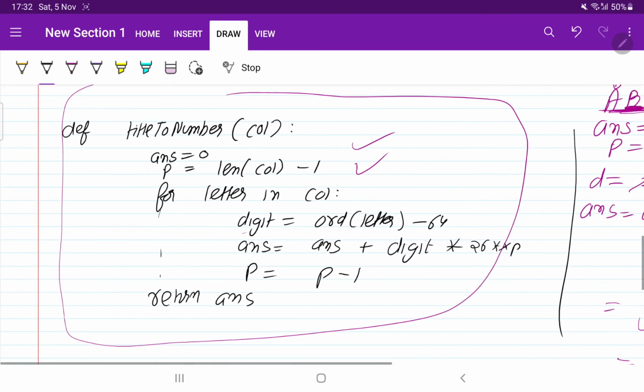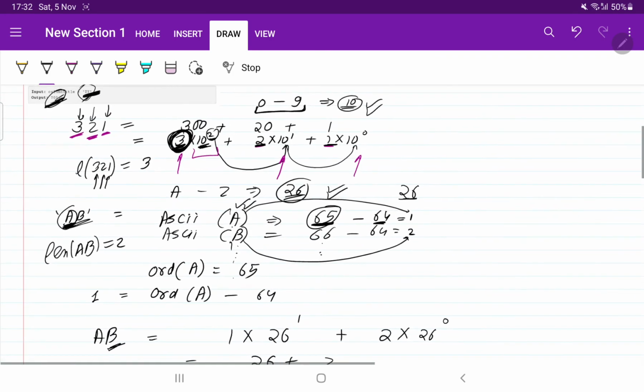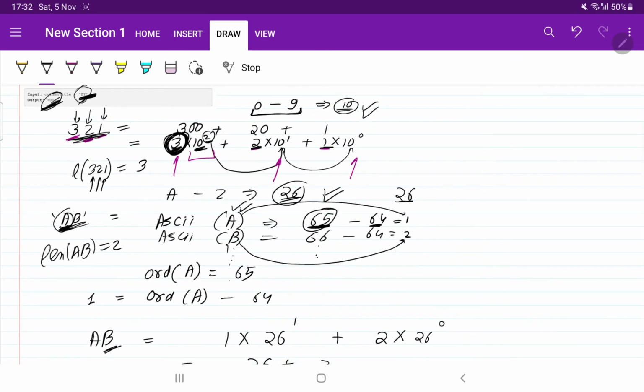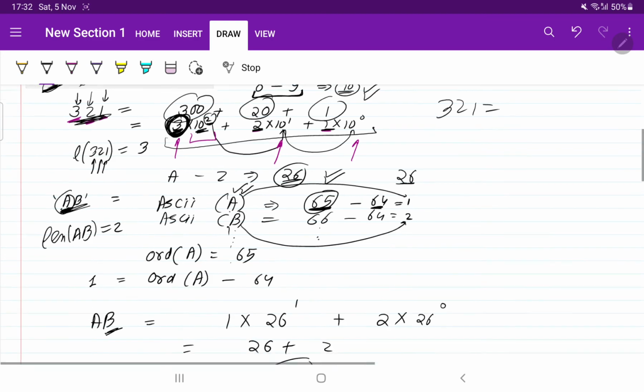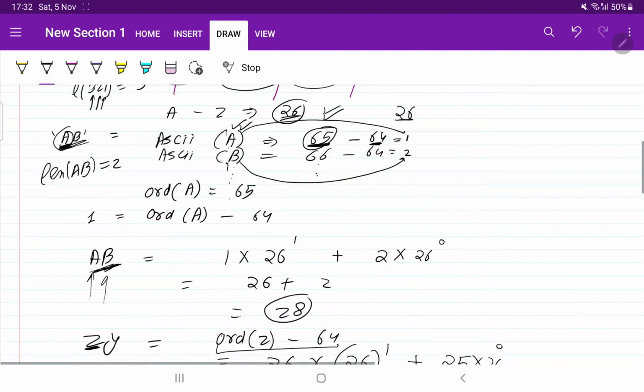I hope this concept is clear to you. What is the concept we have used? We have used the concept that we studied in class 4th or 5th, that 321 can be written like this. Then we have used the concept of 10 to the power and we have got to our solution. We have tried to find the pattern. So whenever you see such a type of question, try to observe the pattern, remember it and recall it. Okay, thank you.